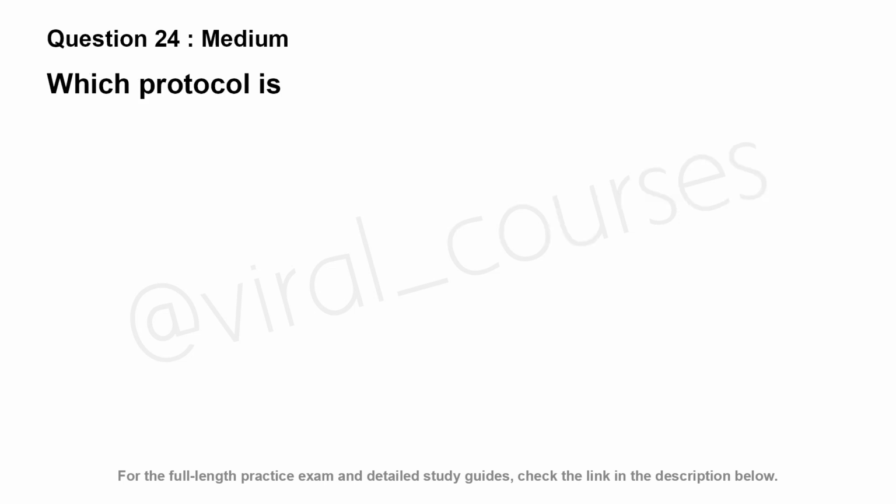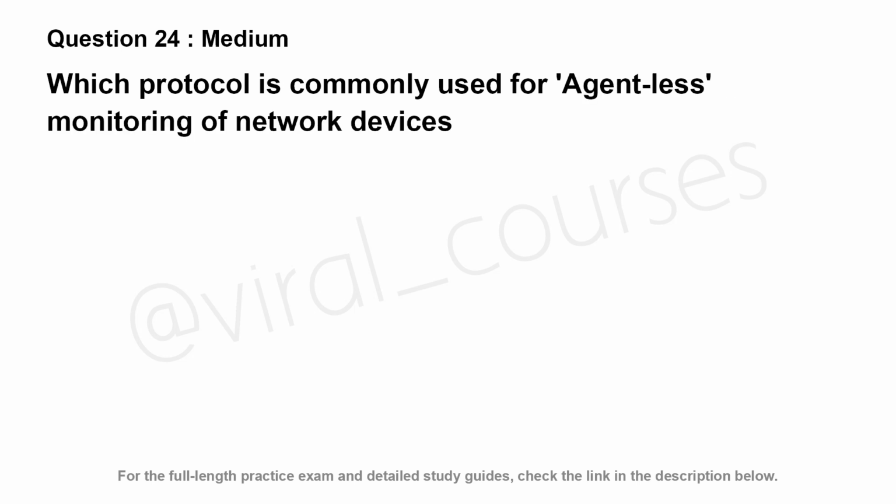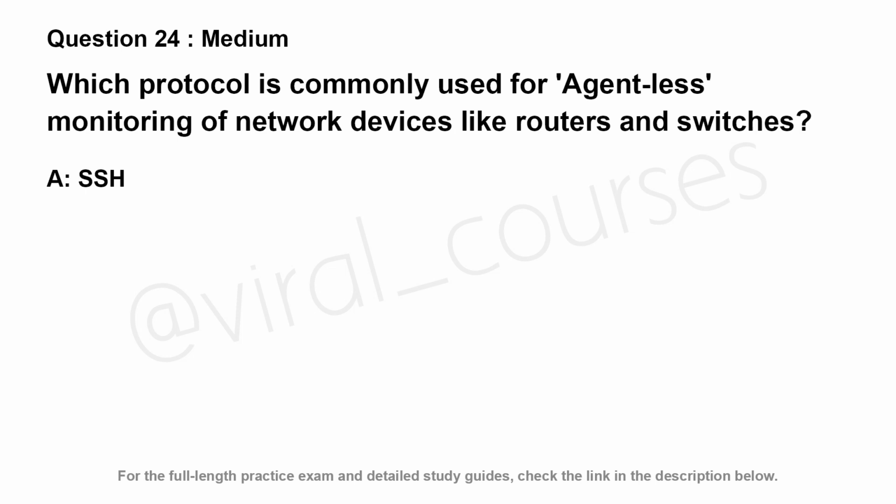Which protocol is commonly used for agent-less monitoring of network devices like routers and switches? Option A, SSH. Option B, SNMP. Option C, HTTP. Option D, FTP.